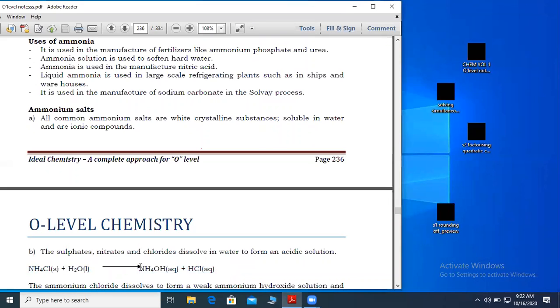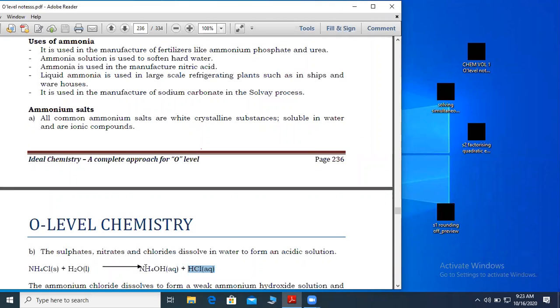So when you have a solution containing ammonium hydroxide, which is a weak base, and also containing hydrochloric acid, which is a strong acid, then the overall solution is going to be acidic. Why? You know the definition of a strong acid. It is an acid that ionizes completely to form hydrogen ions. Then a weak base ionizes partially. So partially means part of it just ionizes.